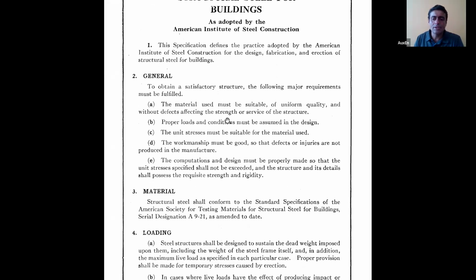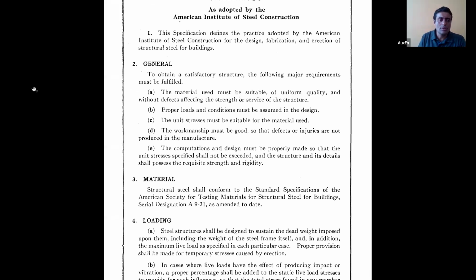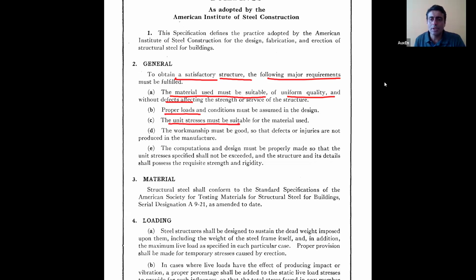Why are we reading this? Because I'm just trying to show you that nothing much has changed over the past 100 years. To obtain a satisfactory structure, what are the major requirements? Material should be suitable, of uniform quality without defects. You are able to include proper loads. Stresses must be suitable for the material used. So whatever stress levels you are subjecting your material to, it should be capable of taking that stress level.